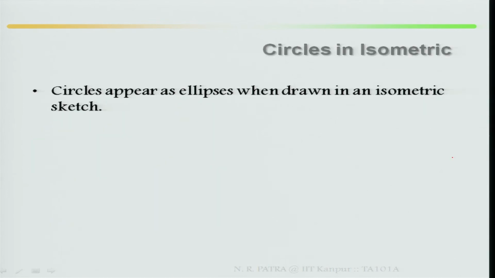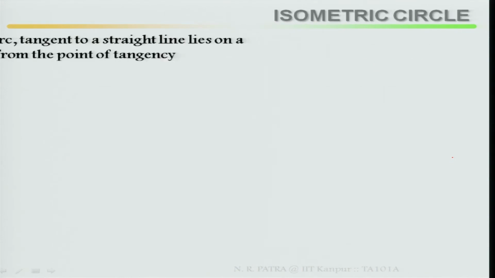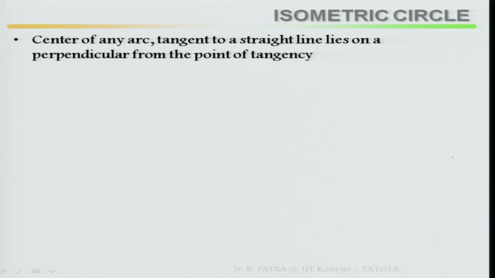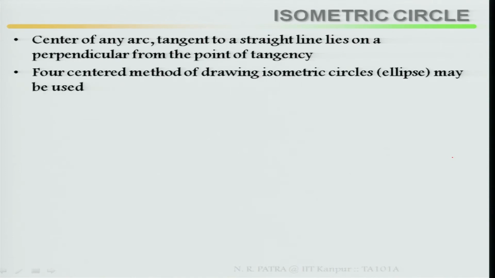Circles appear as ellipses when drawn in an isometric sketch, remember. Now, isometric circles. The center of any circle tangent to a straight line lies on a perpendicular from the point of tangency, that is true. The four-center method of drawing isometric circles or ellipses may be used.